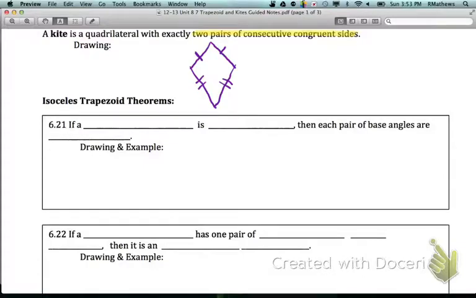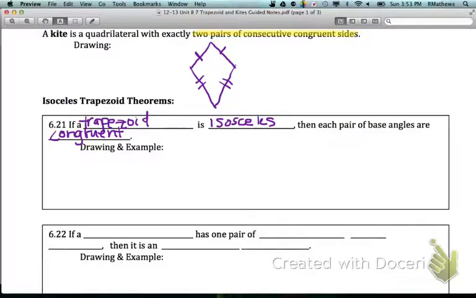All right, let's look at some isosceles trapezoid theorems. So these first three theorems are only about isosceles trapezoids. So first, if a trapezoid is isosceles, then each pair of base angles are congruent. Okay, so we talked about in its definition that the legs are congruent, but what that means is that the base angles will be congruent. And hopefully you remember that also from when we talked about isosceles triangles.